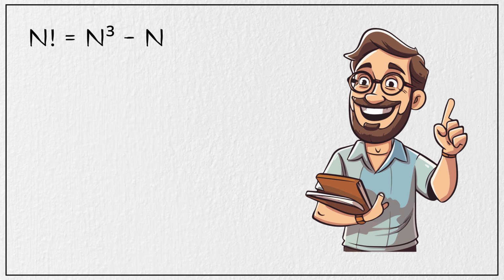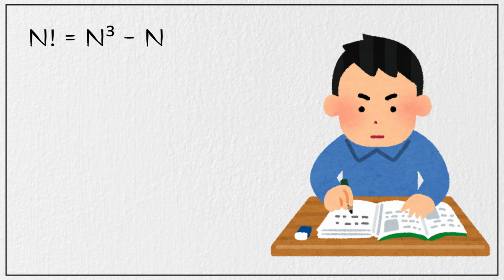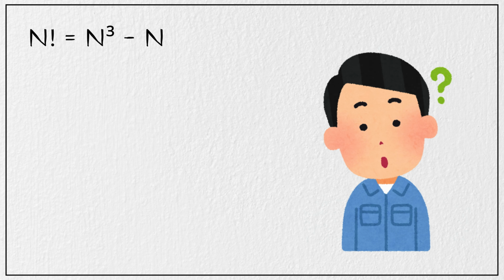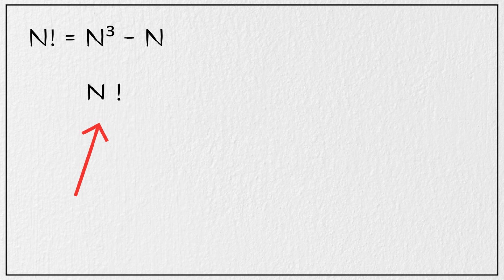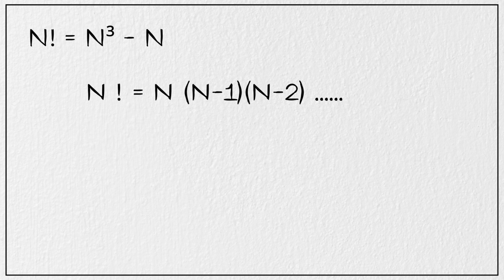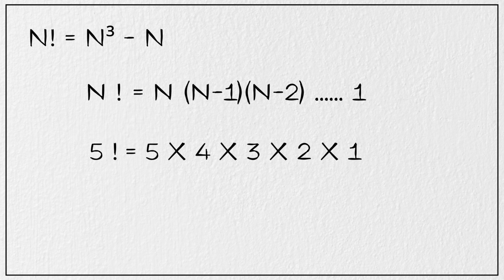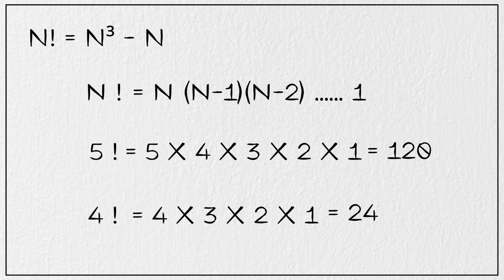Alright, let's solve. But before we start, let's quickly recap. For those who don't know what factorial means, when you see something like n exclamation, it means you multiply all the natural numbers from n down to 1. For example, 5 factorial means 5 times 4 times 3 times 2 times 1, which equals 120. 4 factorial means 4 times 3 times 2 times 1, which equals 24.